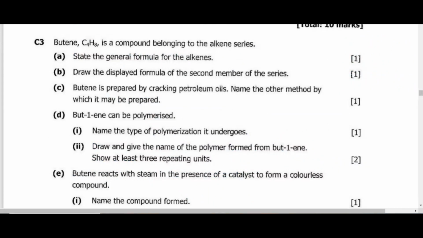We are still on 2019. Now, butane is a compound belonging to the alkane series. State the general formula for alkane. So we have to state the general formula. The general formula is simple. We've been stating this general formula: CnH2n+2. Okay, so display or draw the displayed formula of the second member of the series.